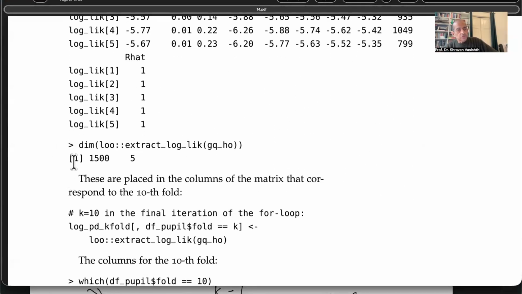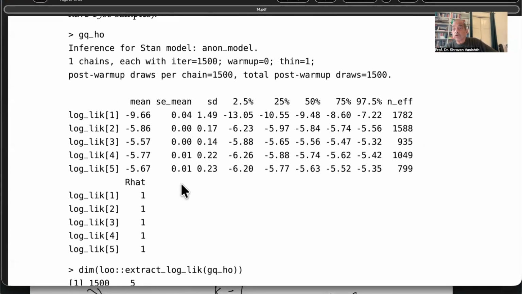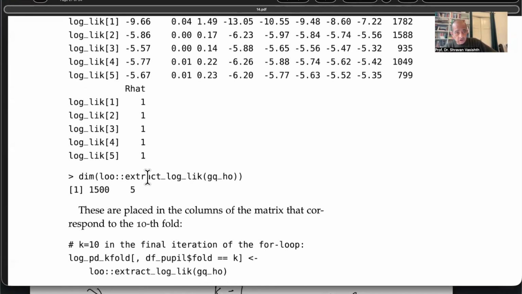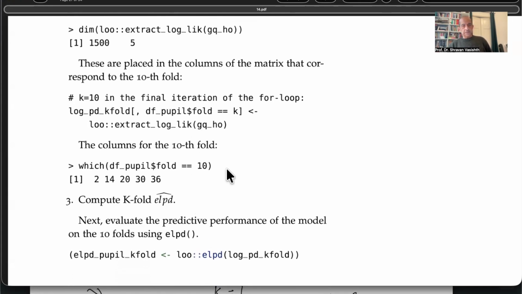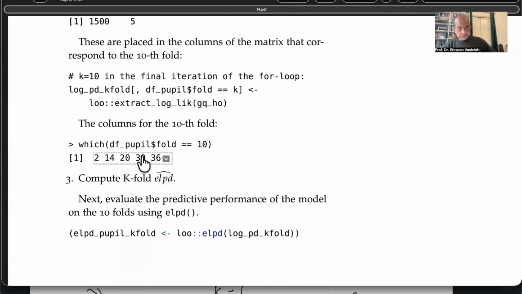Okay, so in this particular case, I'm showing you the 10th fold. The 10th fold, remember, had 5 data points. That's why the dimensions of the extracted log likelihoods will be 1500 by 5, because there are 5 data points. Okay. All right. So this I just explained. So now all I'm showing you here is that in the 10th fold, when we are at the 10th iteration of the for loop, the columns that will be chosen are these 5 columns. Okay, that's what actually happens in this data set.